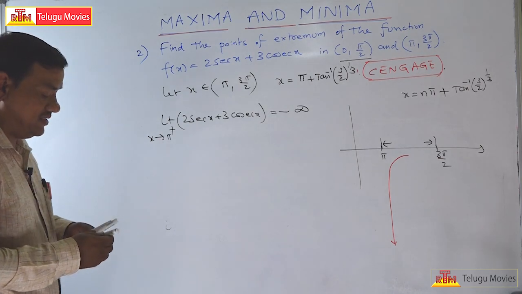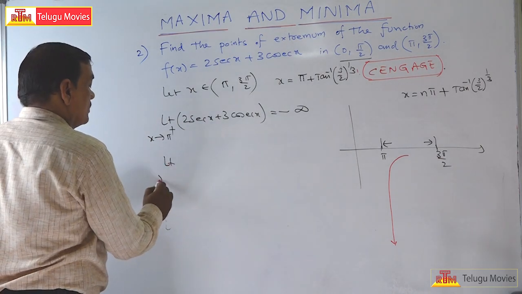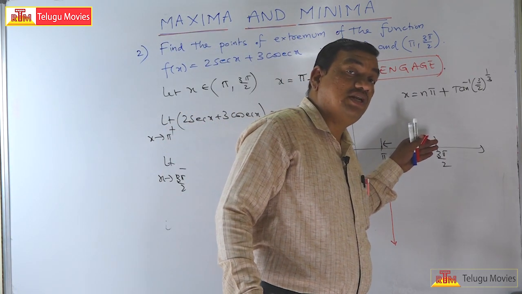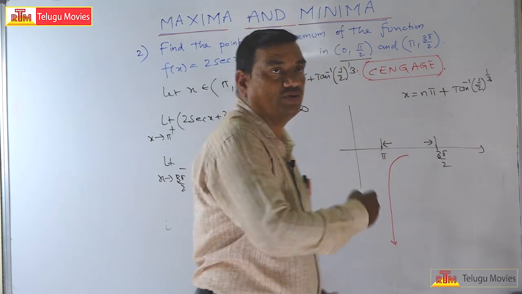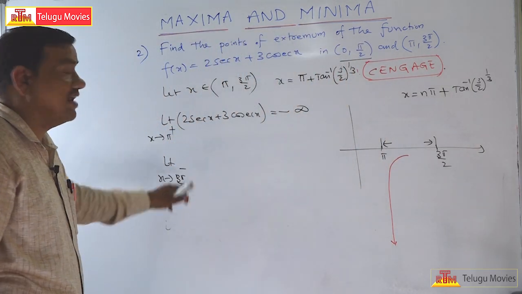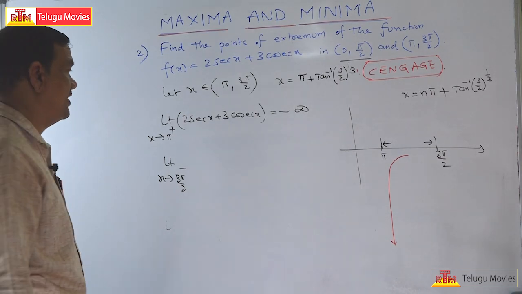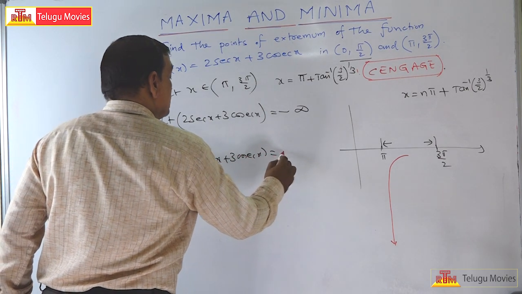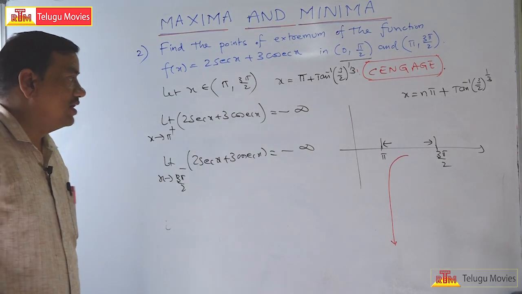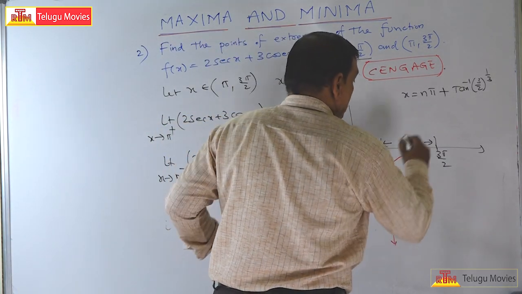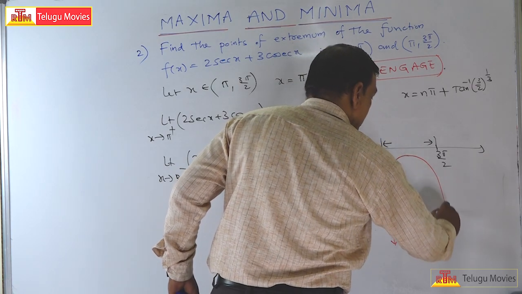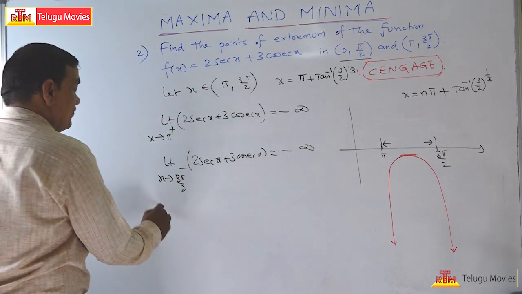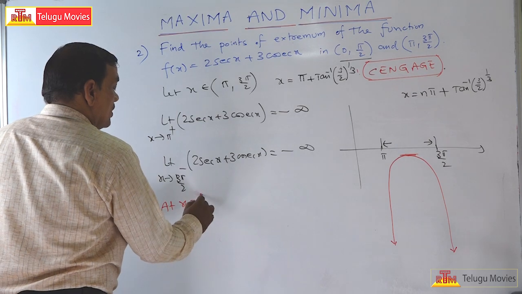Now let us check what happens when the limit extends to 3 pi by 2 minus. That means you are approaching 3 pi by 2 from the left hand side; I am checking the left hand side limit at x equal to 3 pi by 2. So what is 2 secant x plus 3 cosecant x? This also approaches minus infinity. So therefore, at x is equal to 3 pi by 2, you are getting minus infinity.